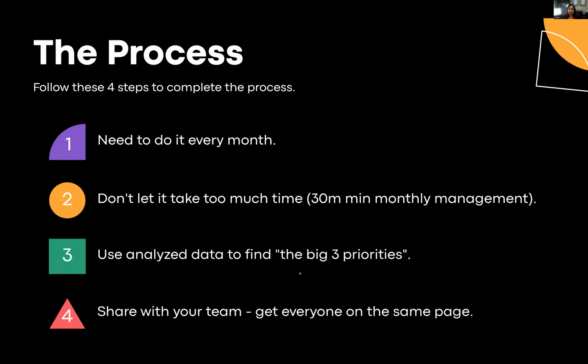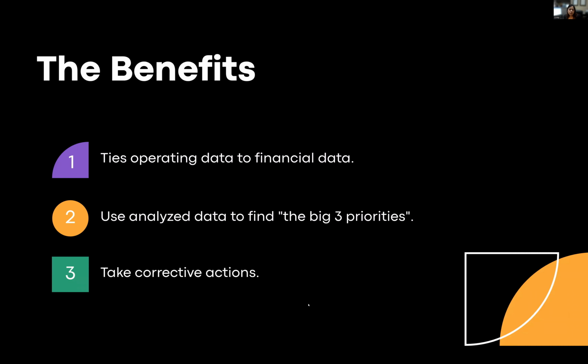And then the important thing is you analyze the data, right? And identify your big three priorities. And then share with your team, get everyone on the same page. So the benefits: you're tying your operating data to the financial data. Again, analyzing the data to find the big three priorities. So the power of three. And then that's when you can take corrective actions or seize opportunities that you see.